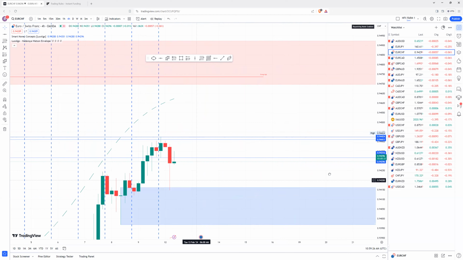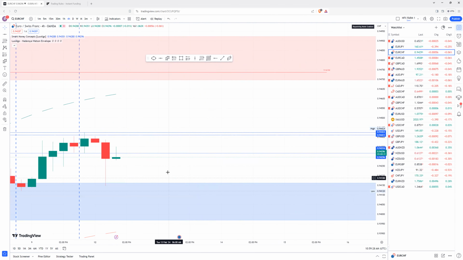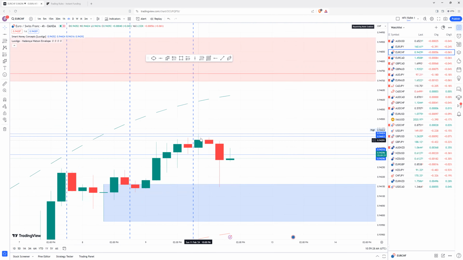And when you expand it, you will see the first 4-hour candle of the day. This is the first 4-hour candle, right here. I hope you can see that now.